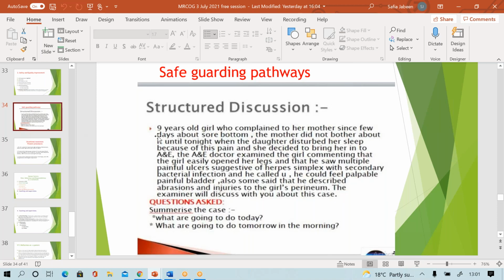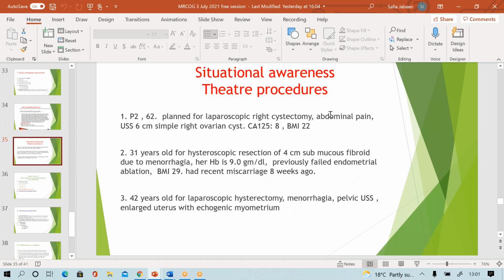We will involve the sexual health team. They're not called GUM anymore. They're called sexual health teams now. So we will involve the sexual health team as well. Thank you very much.